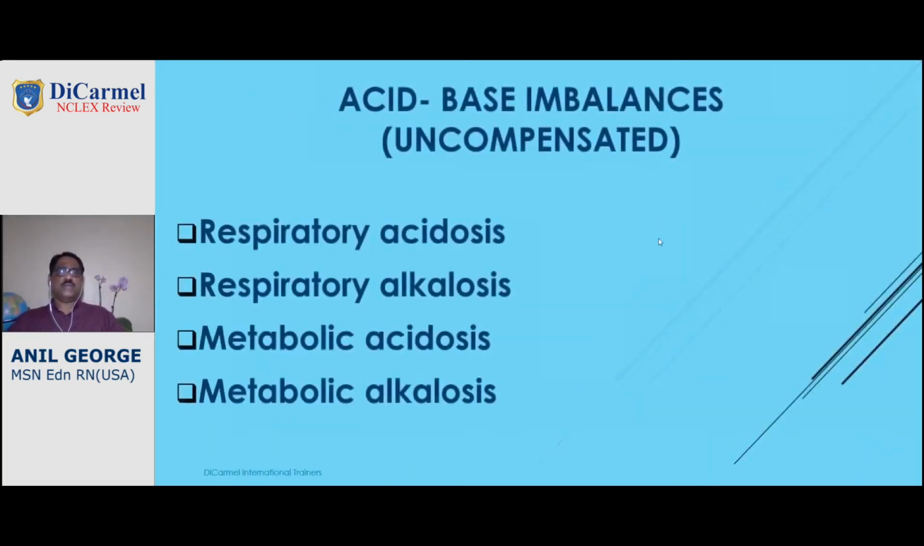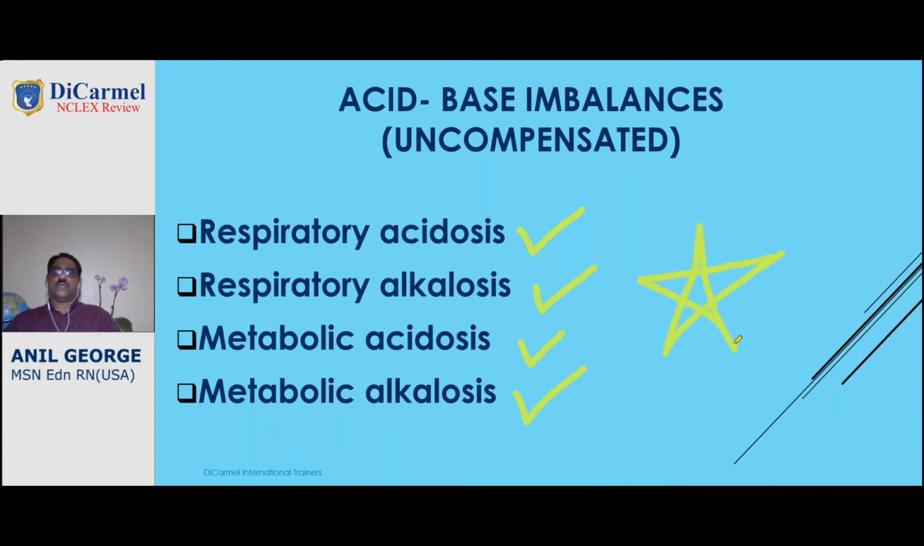All right, so let's continue here. Based on what we heard, we're going to look into four different conditions, whether what we call uncompensated or compensated. Let's start with the uncompensated. There are four different types of uncompensated acid-base derangements, as you can see here. They include respiratory acidosis, respiratory alkalosis, metabolic acidosis, and metabolic alkalosis.